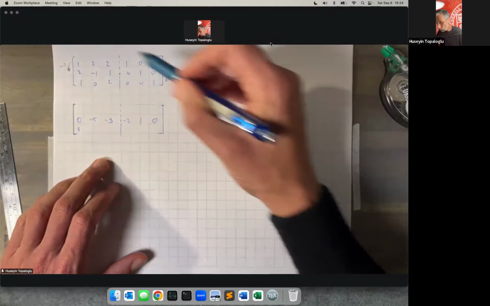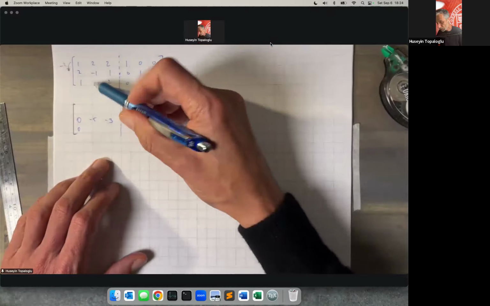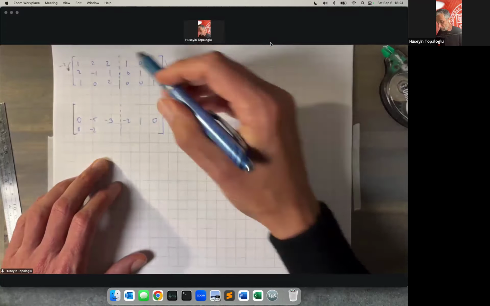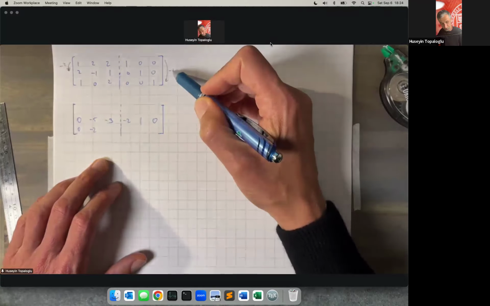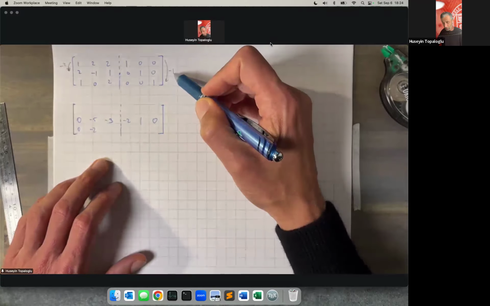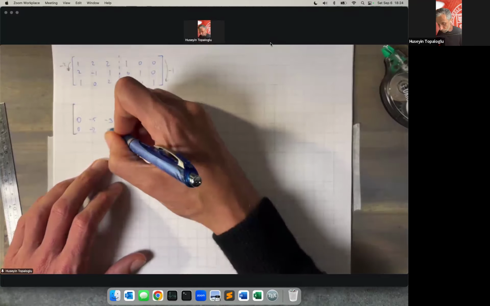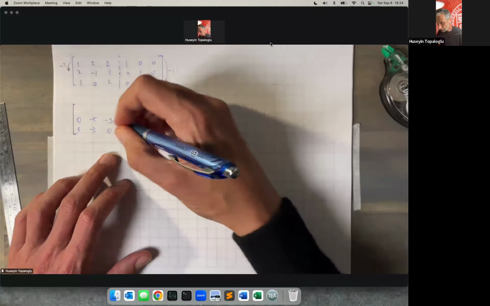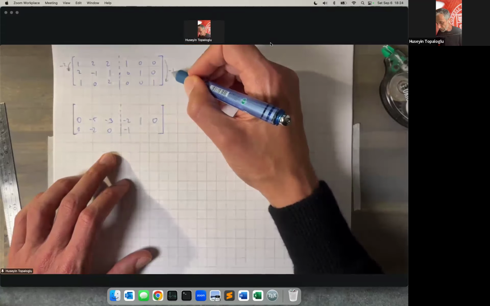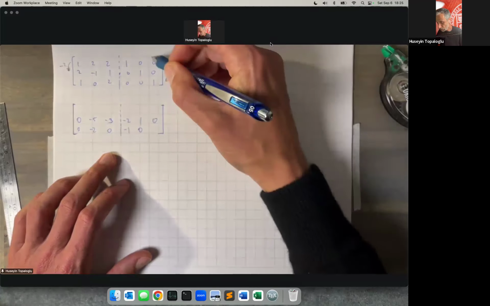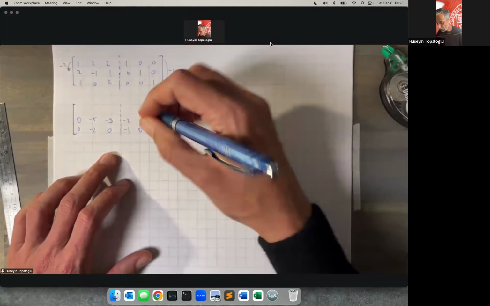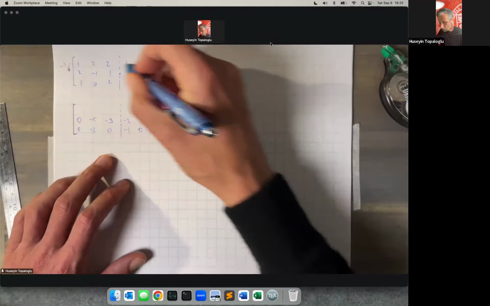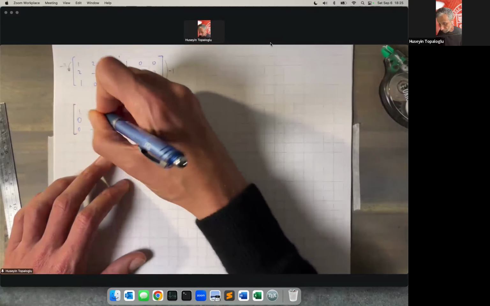That's exactly what I wanted. 2 times negative 1 is negative 2 plus another 0, negative 2. 2 times negative 1 is negative 2 plus another 2. That's going to give me a 0. 1 times negative 1 is negative 1 plus another 0 is negative 1. 0 times negative 1 is 0 plus another 0 is 0. 0 times negative 1 is 0 plus another 1, 1. And keep the first row of the matrix as it is.